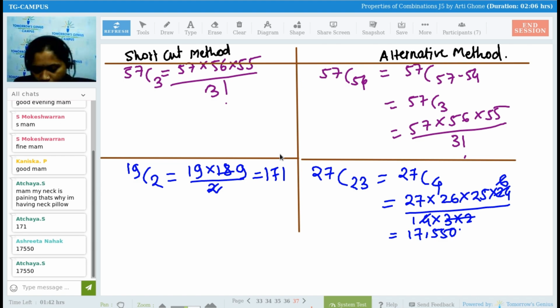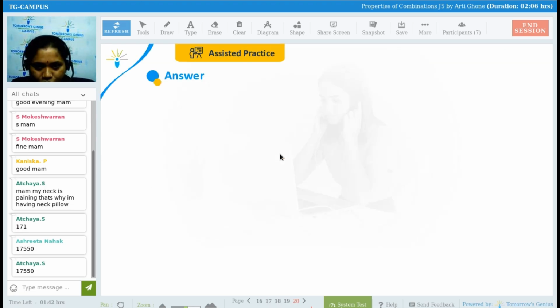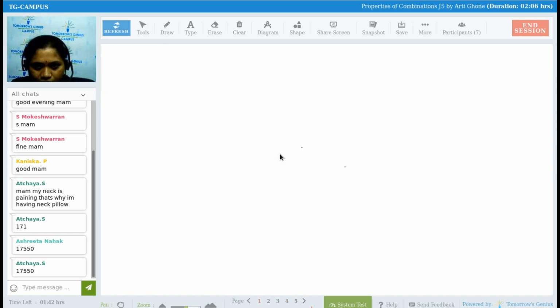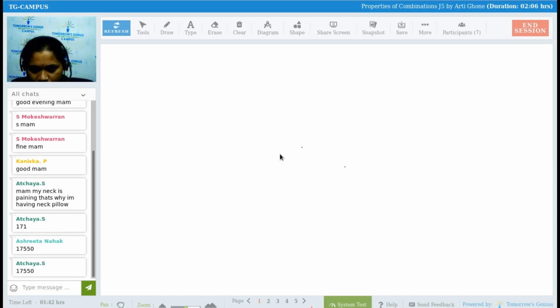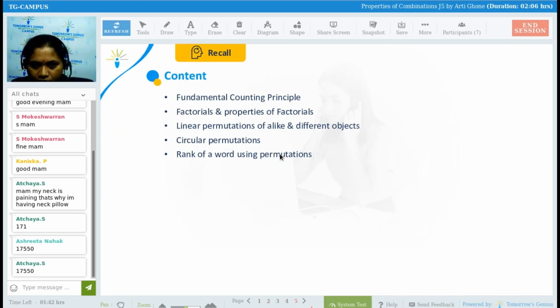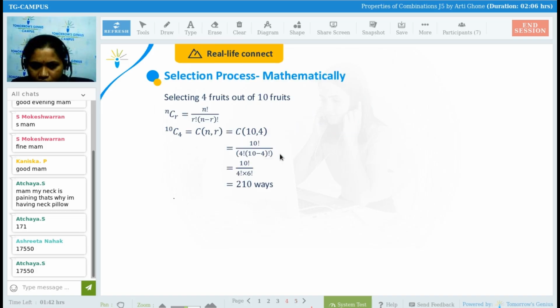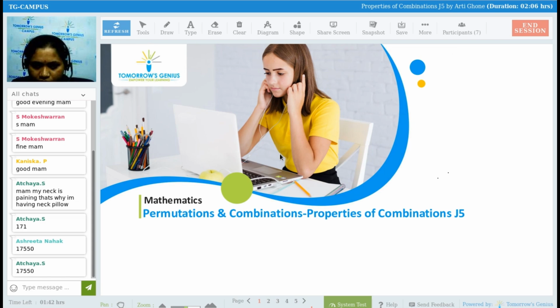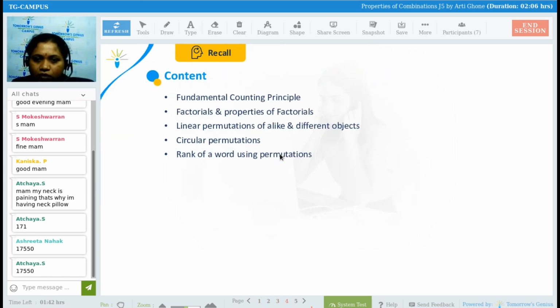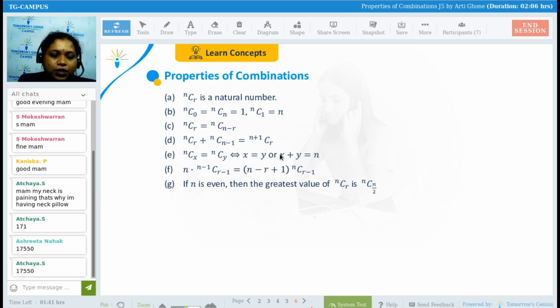Now, this is not a flashback. This is the next session's intro. Actually, we are just learning the properties of combinations today. So let's start. Next is properties of combination.